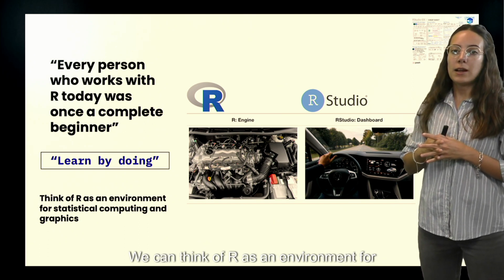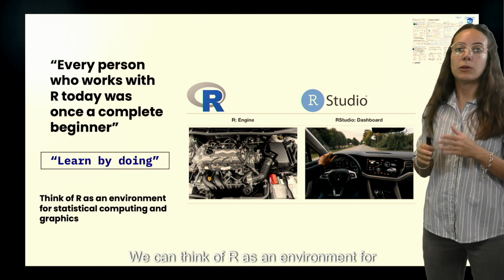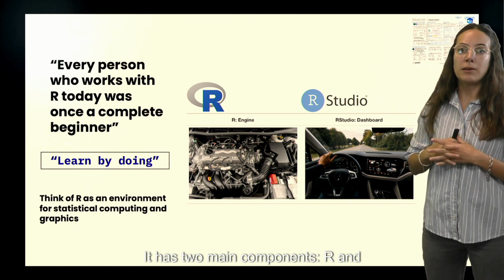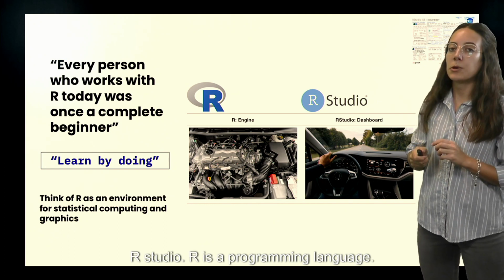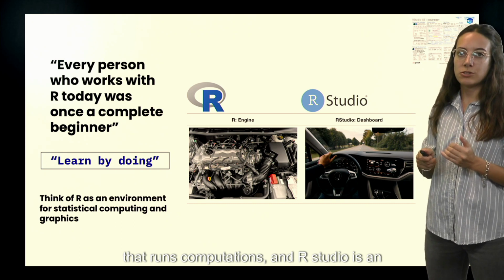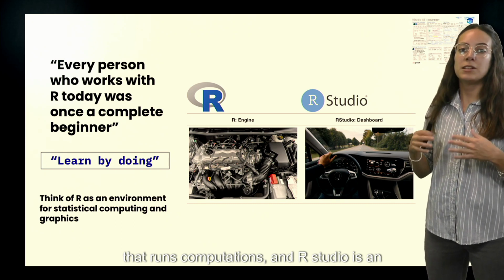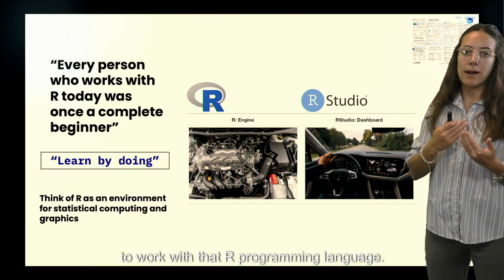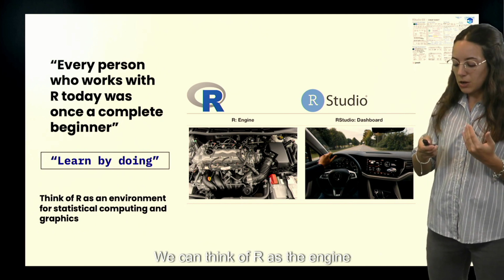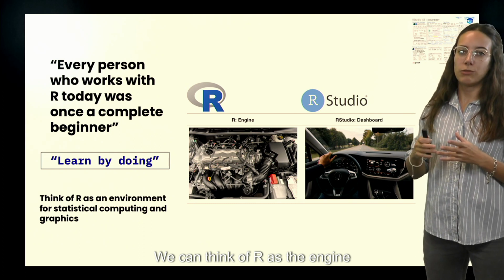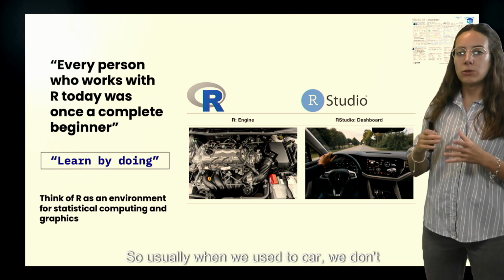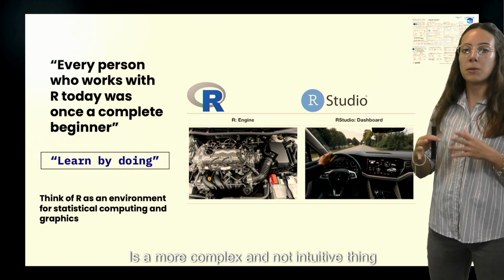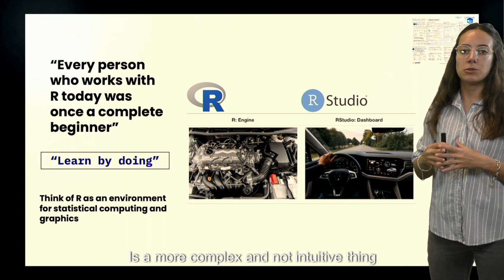We can think of R as an environment for statistical computing and graphics. It has two main components, R and RStudio. R is a programming language that runs computations, and RStudio is an integrated environment that will help us to work with that R programming language. We can think of R as the engine of a car. So usually when we use a car, we don't work with the engine, just mechanics do. It's a more complex and not intuitive thing to do.